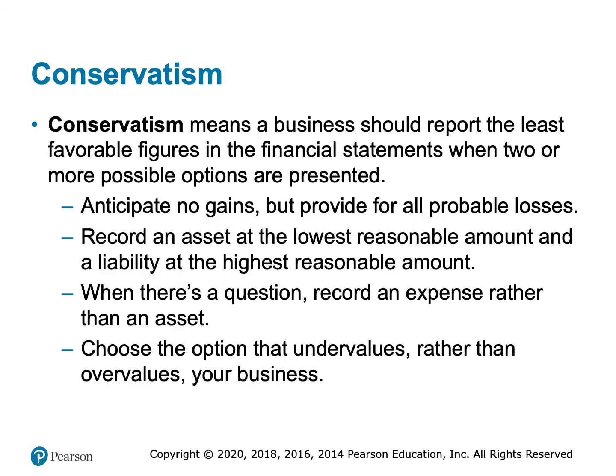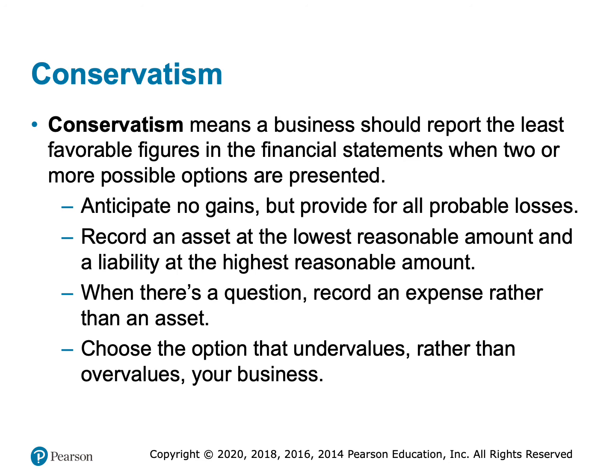And then the last one is conservatism. And we talked about this a little bit. I mentioned it back in chapter 5. But conservatism says we never want to be too overly optimistic, right? So we never want to overstate assets, overstate revenues, overstate gains. We never want to understate expenses, losses, or liabilities.